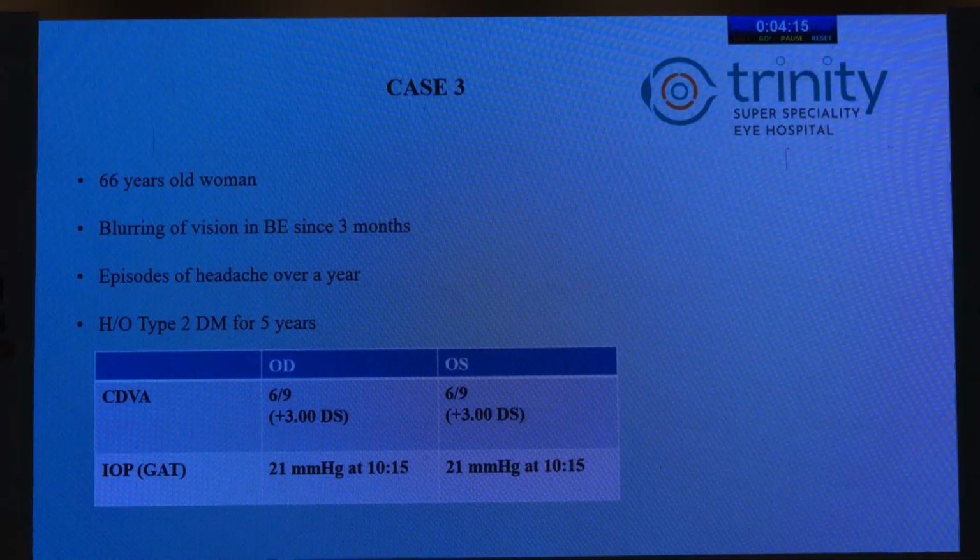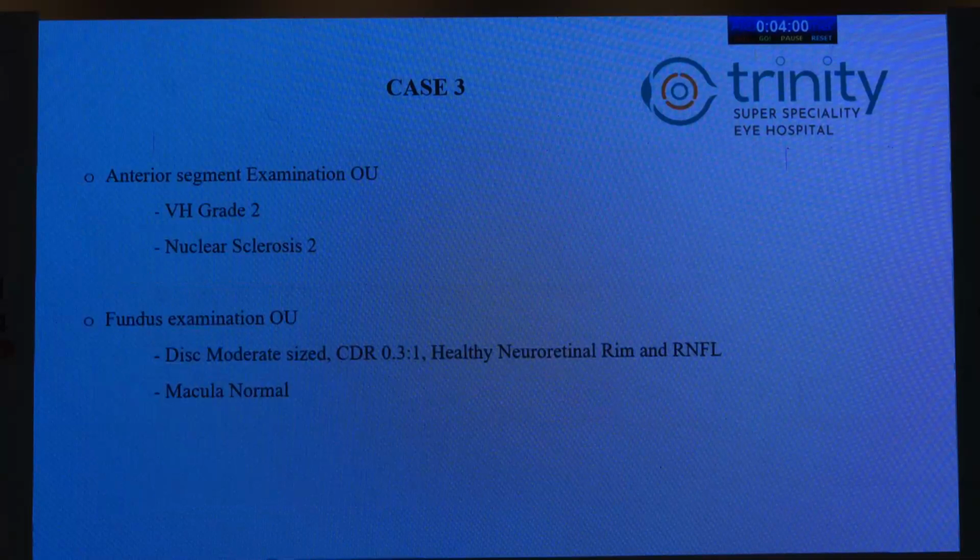Case 3 is a 66-year-old woman who came with blurring of vision in both eyes for 3 months. She had a few episodes of headache and had been diabetic for 5 years. Visual acuity was 6/9. She was also a hypermetrope and the intraocular pressure was 21. Anterior segment examination revealed a grade 2 Van Herrick's and also a significant cataract, around nuclear sclerosis 2. Fundus examination was within normal limits.